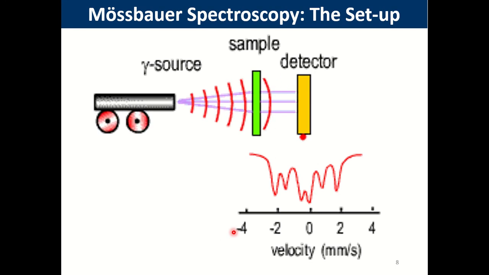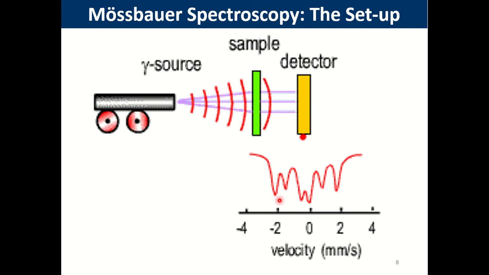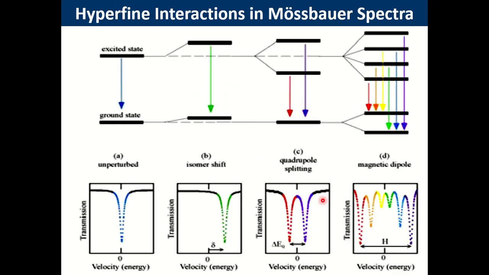This is a schematic of the source, showing how the experiment is carried out. The gamma ray source moves back and forth, and small modulations can be achieved in the gamma ray energy to match the changed energy levels due to the hyperfine interactions. So now at different velocities, you are having absorption peaks with varying intensities. Due to the hyperfine interactions, the graph will change.